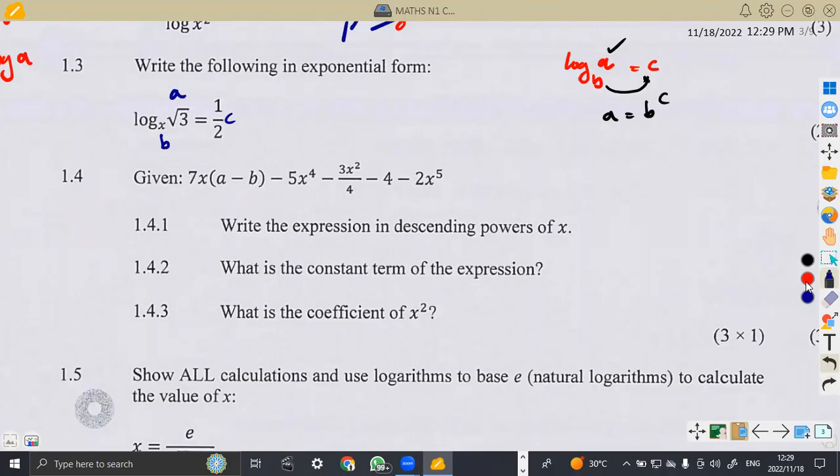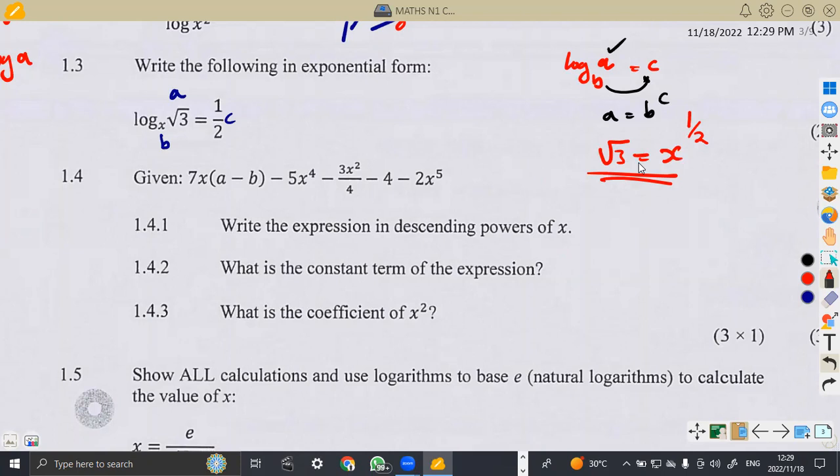So that means in exponential form, I'm just going to write my a here, which is the square root of 3. So it is going to be square root of 3 is equal to b, which is x, the base. So it's x to the exponent of c, and our c is a half. So it's x to the exponent of a half. That is exponential form. All right, guys, make sure that you understand the questions. That is the most important part.